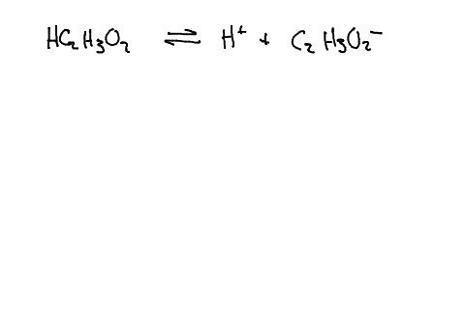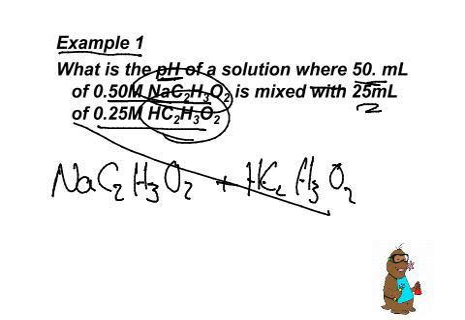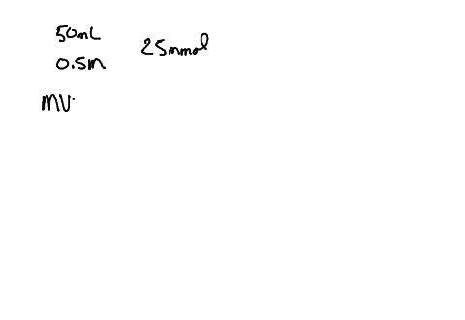Now, we do have an issue in that we want to work with molarity units. Okay, so let's think this through. I have 50 milliliters of 0.5 molar sodium acetate. So 50 times 0.5 is 25 millimoles. The way we got that is MV equals moles, and I'm leaving it in millimoles, so I do not convert this to liters. So I have 25 millimoles of the acetate.